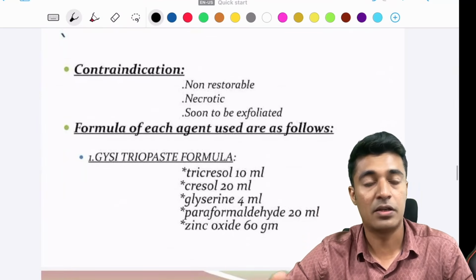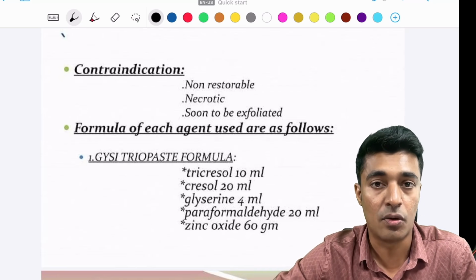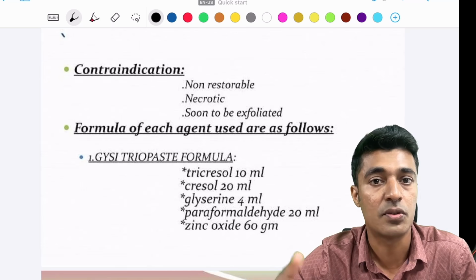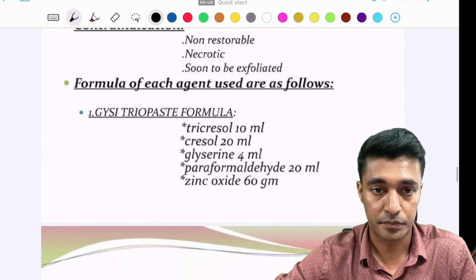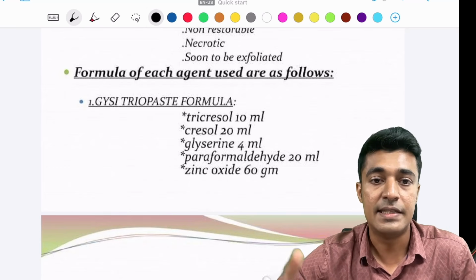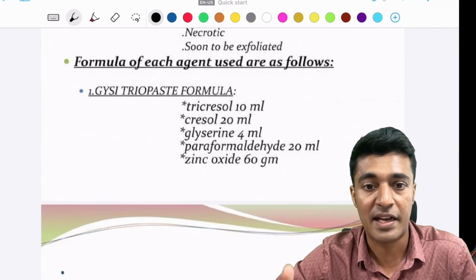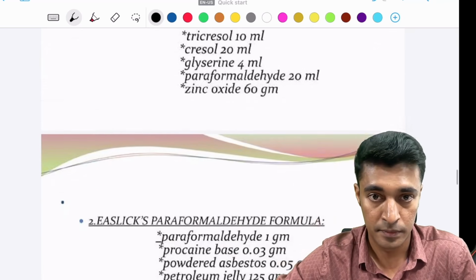So that's when we do a two-stage step. The contraindications for the two-step devitalization technique are when the tooth is non-restorable, necrotic, or soon to be exfoliated. The medicaments used for the two-stage technique include GC trio paste, which is composed of tricresol, cresol, glycerin, paraformaldehyde, and zinc oxide.